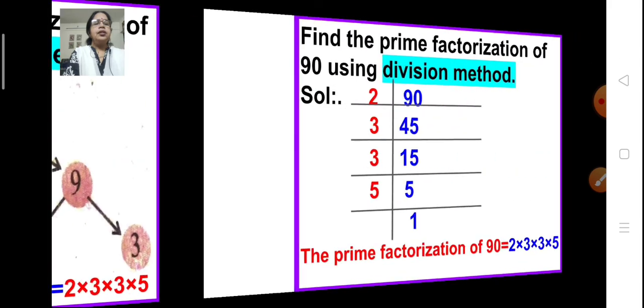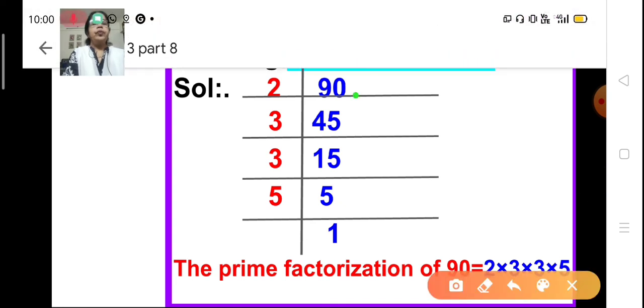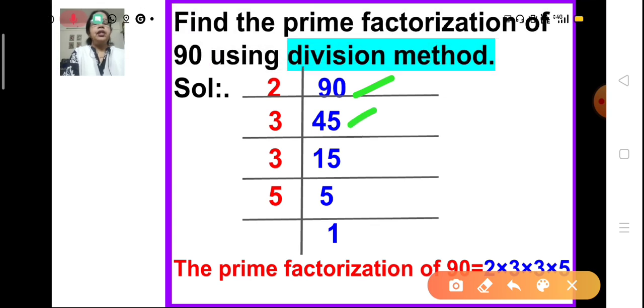Now let's look at the division method. Prime factorization of 90 using division method. As we had discussed, we will start dividing the number with the smallest prime number, that is 2. So yes, 90 is divisible by 2 and we get the quotient as 45, and 45 is not divisible by 2. So we will check whether it is divisible by the next greater prime number, that is 3.